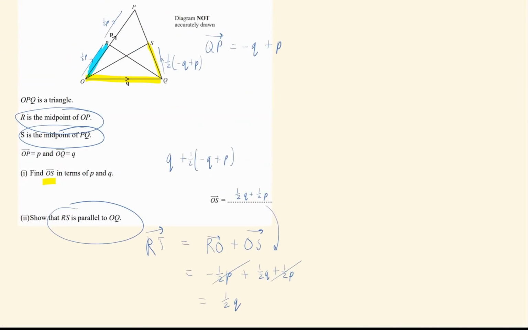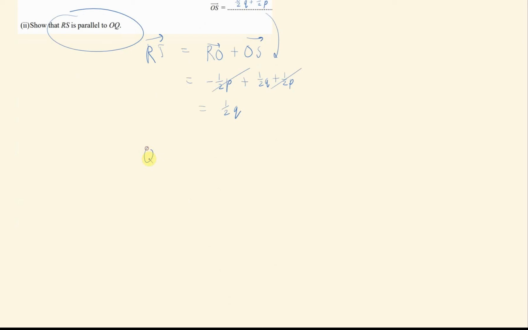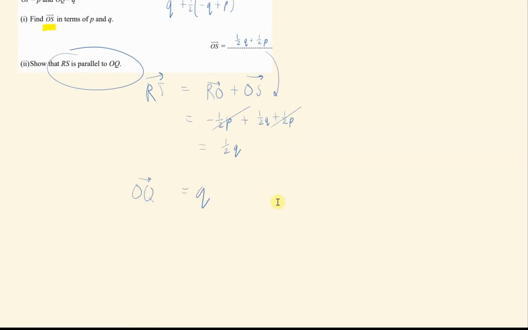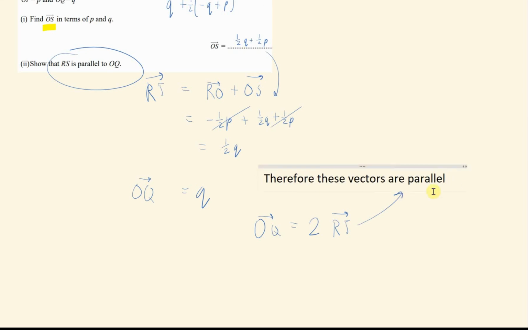Okay, and we can see from here that OQ is just q. And we can basically say from there, therefore these vectors are parallel. And that's the basic idea. The key thing is, whenever they're parallel, you must show one as a multiple of the other. Occasionally you'll see it written, you'll say that OQ is double RS, which also shows they're parallel. So a few ways you can write it down, but the key thing is showing those two vectors are the same, showing they have basically the same terms involved. Okay, I hope that helped, and good luck.